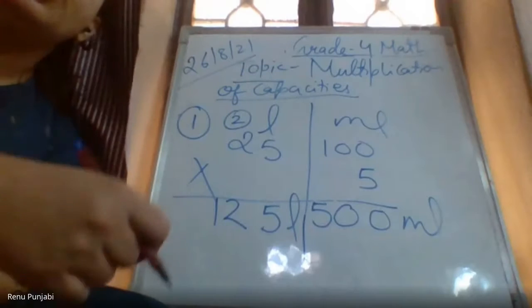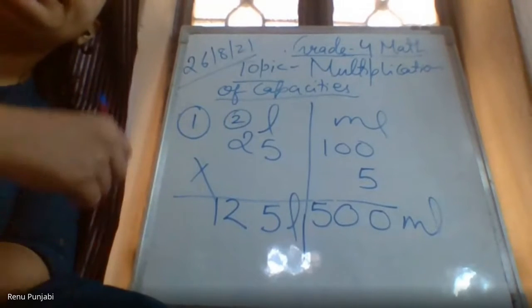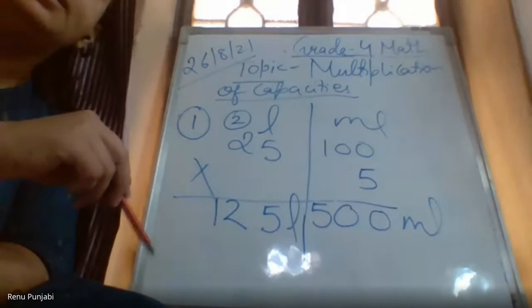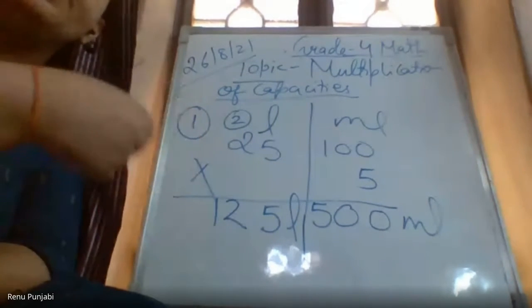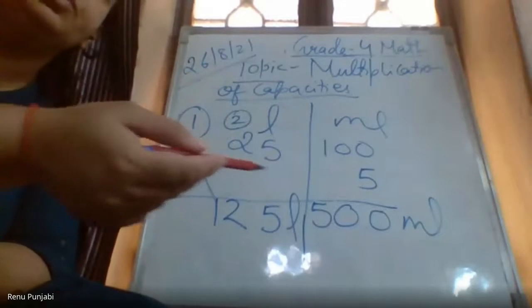Ma'am, a car goes to the petrol pump, and we fill 1 liter. How much will we fill for 5 cars? This way you make your own story problem, students. Yes. A cold drink bottle has 15 liter and 100 ml. What will be the capacity of four cold drink bottles?